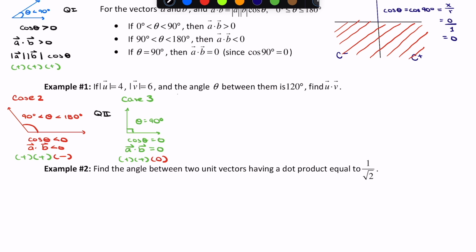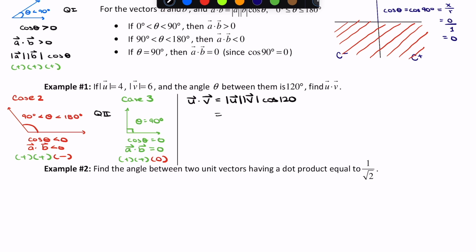Okay, so based on that, let's look at a couple of examples. It says if the magnitude of vector u is 4 and the magnitude of vector v is 6, and the angle between them is 120 degrees, you can find vector u dot vector v. So here we have vector u dot vector v is equal to the magnitude of vector u times the magnitude of vector v cos theta. In this situation, theta is 120 degrees.